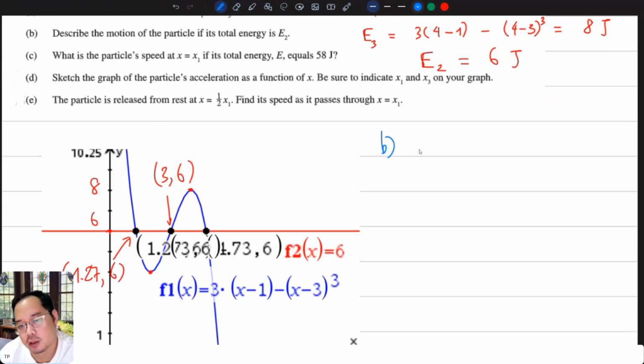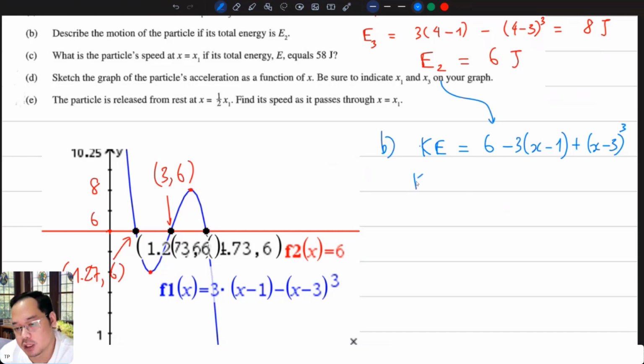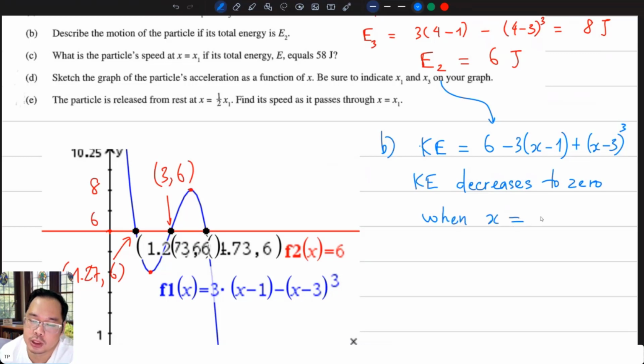Question B. The function of the kinetic energy is 6, which is E2, minus 3, x minus 1, plus x minus 3 cubed. And this kinetic energy decreases to 0 when x equals 3.